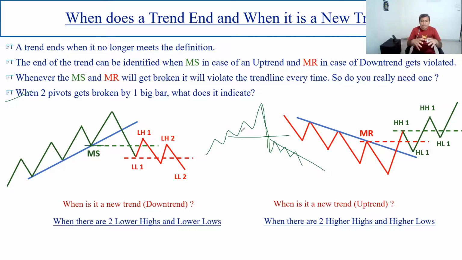But as a guideline, always remember that if your two major supports get broken in one or a maximum of two bars, and saying one doesn't mean it's hard and fast that it should break two major support areas in one bar, you could have two big wide range bars that break your two major supports. That also means your uptrend is over and a new downtrend has started. That answers your questions.